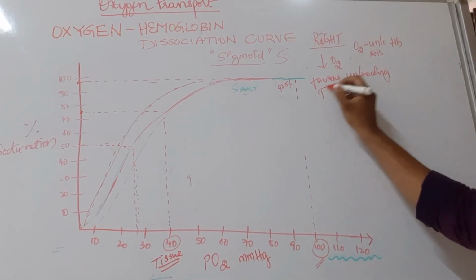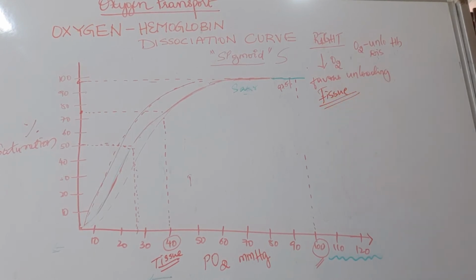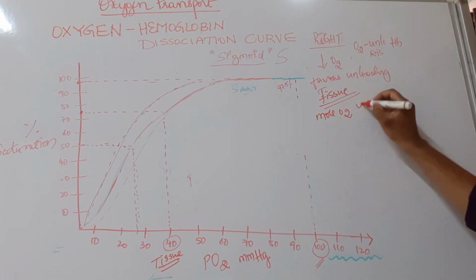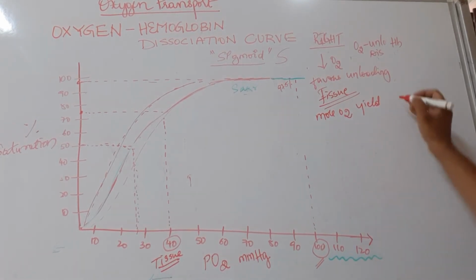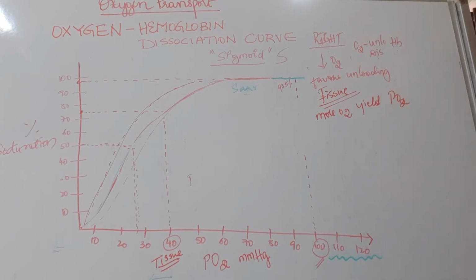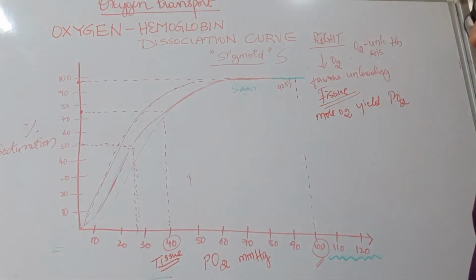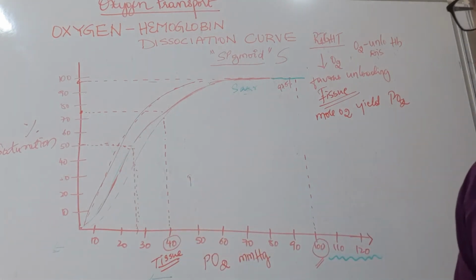It is seen near the tissue region, where it is much more essential. Here, more oxygen is yielded for each reduction in the partial pressure of oxygen. So, just a small decrease in partial pressure of oxygen, and a larger amount of oxygen is yielded out.